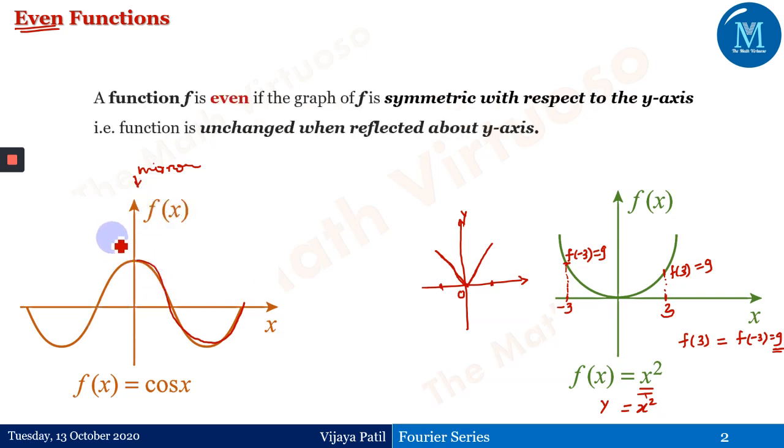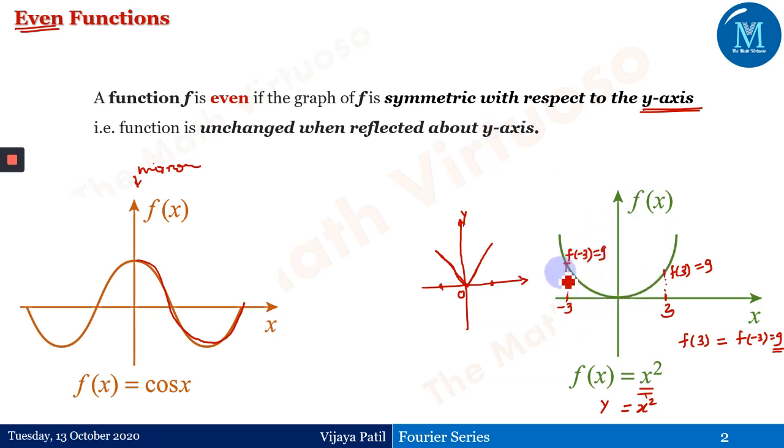If I consider the definition, a function f is even if the graph of f is symmetric with respect to the y-axis. Or the same thing, I could say that the function is unchanged when reflected about the y-axis. Reflected means we just take the mirror image about the y-axis. So I get this type of function as an even function.